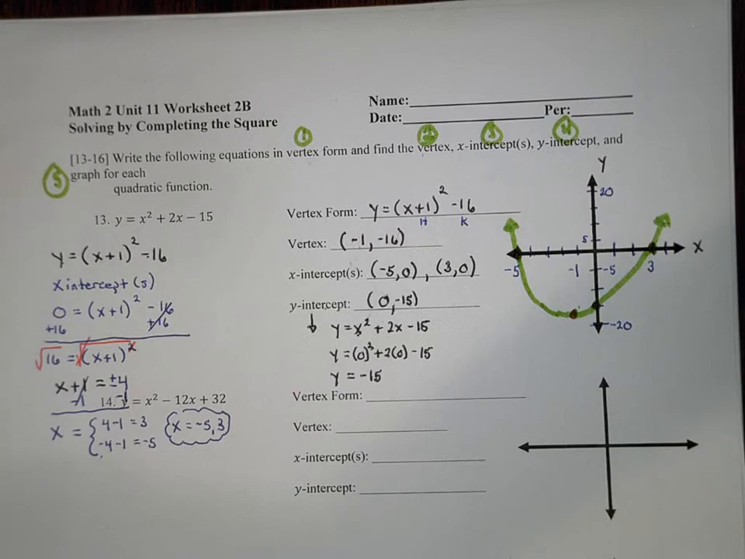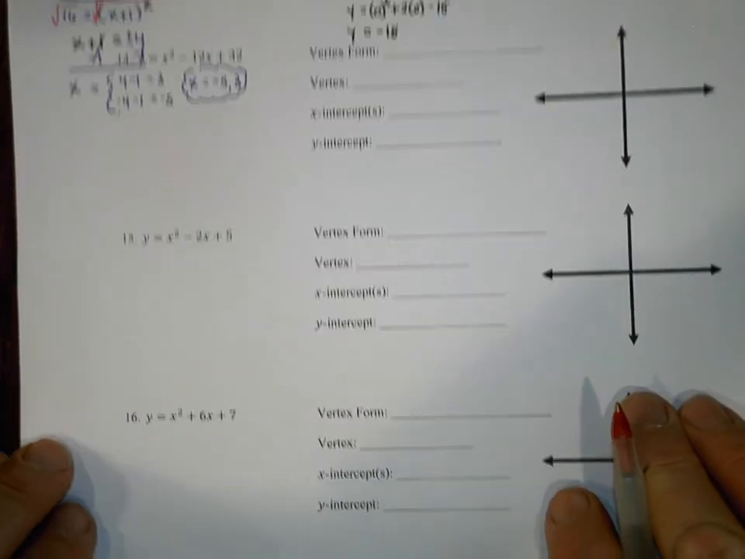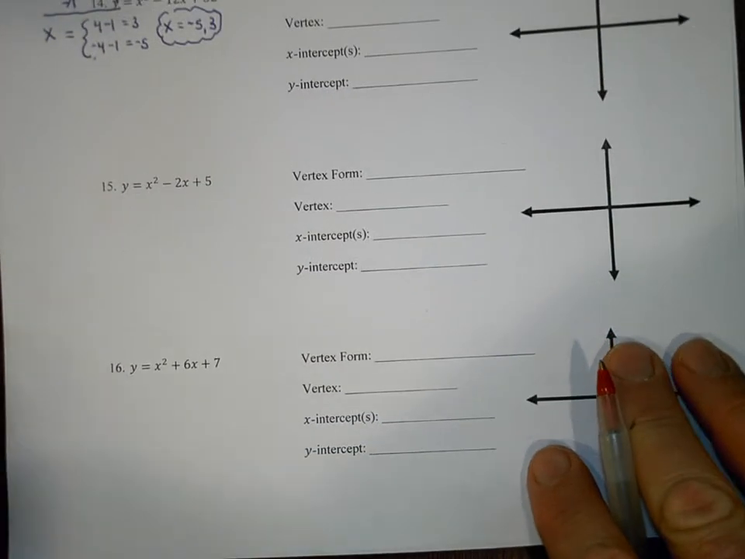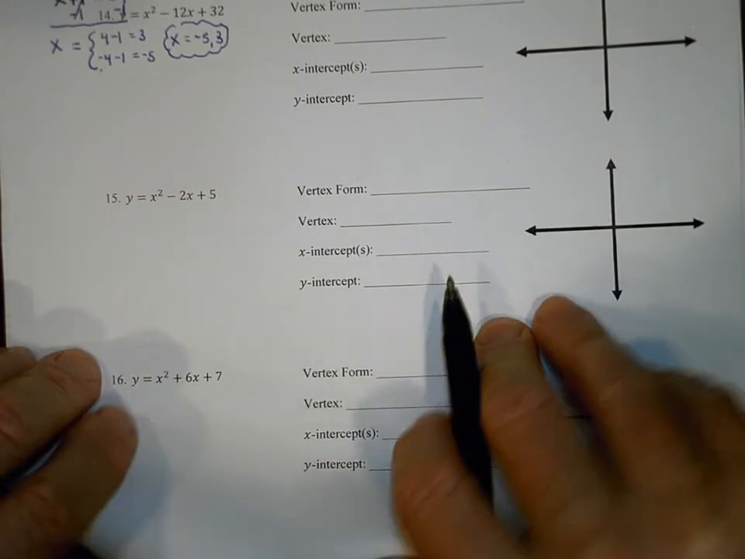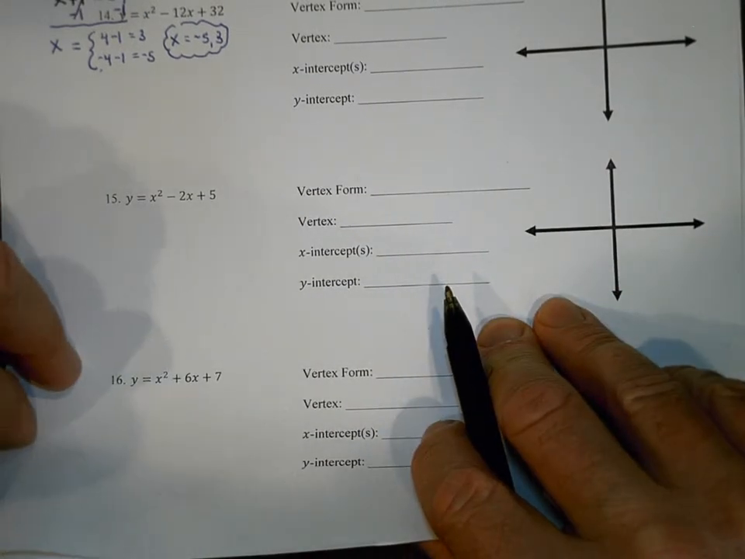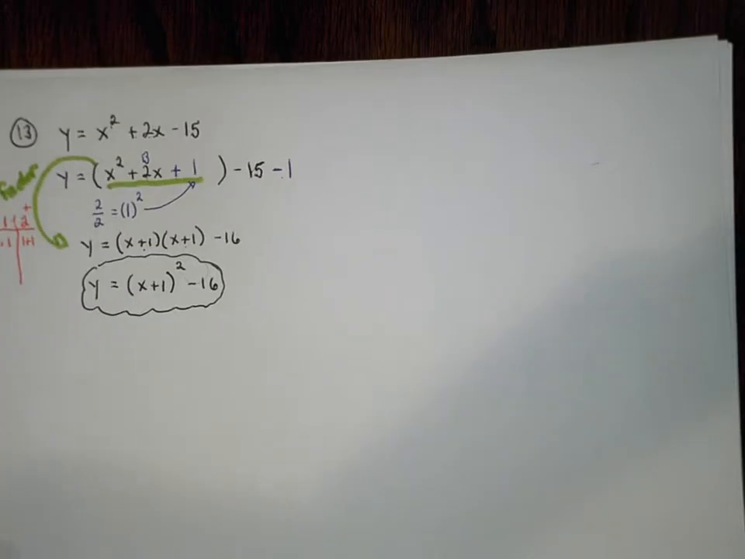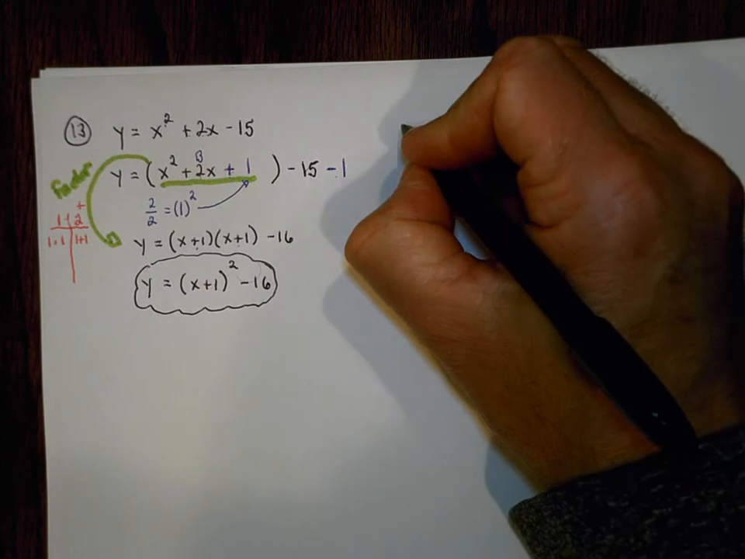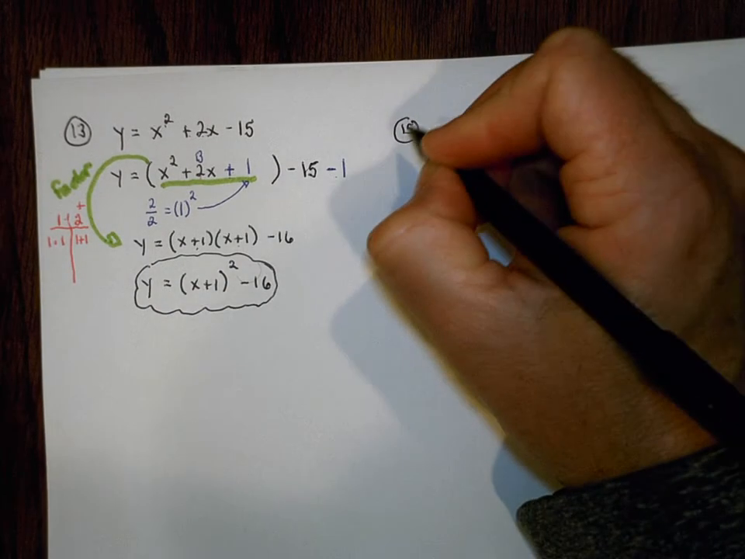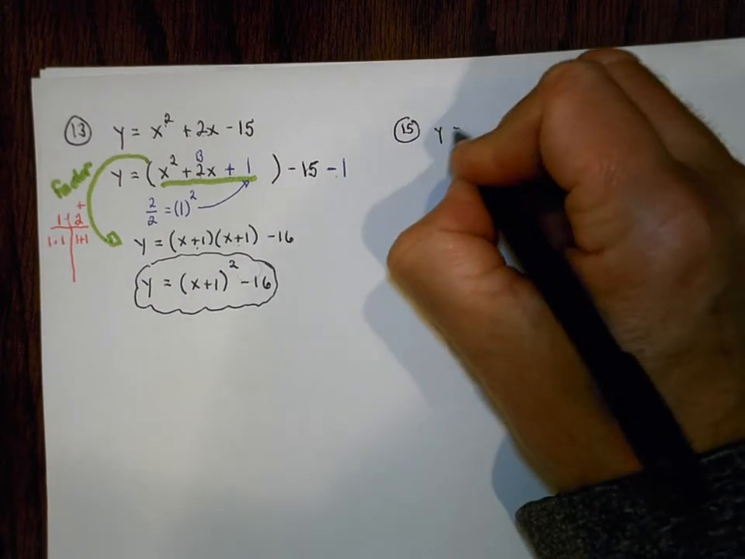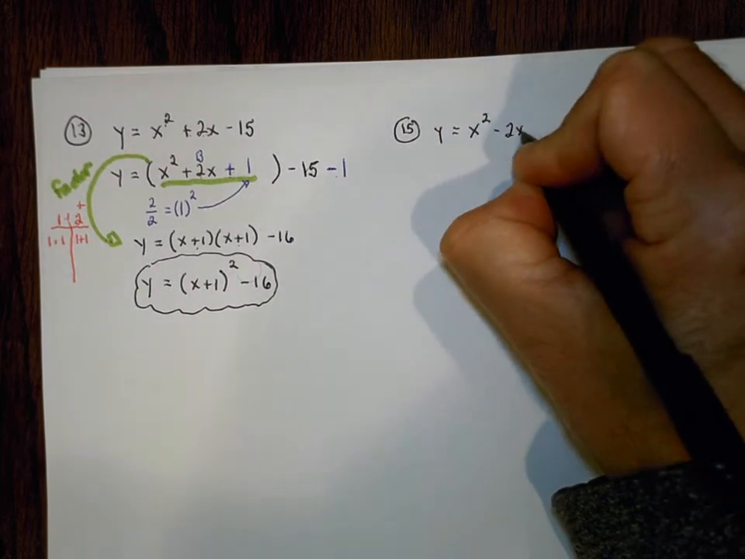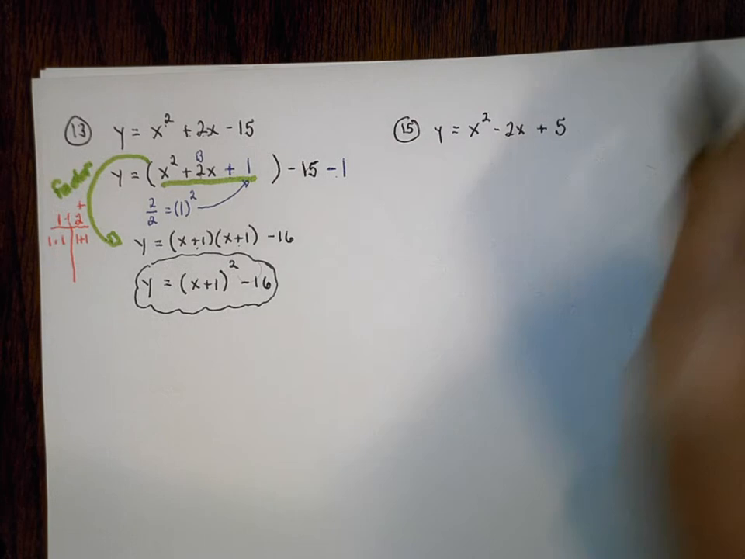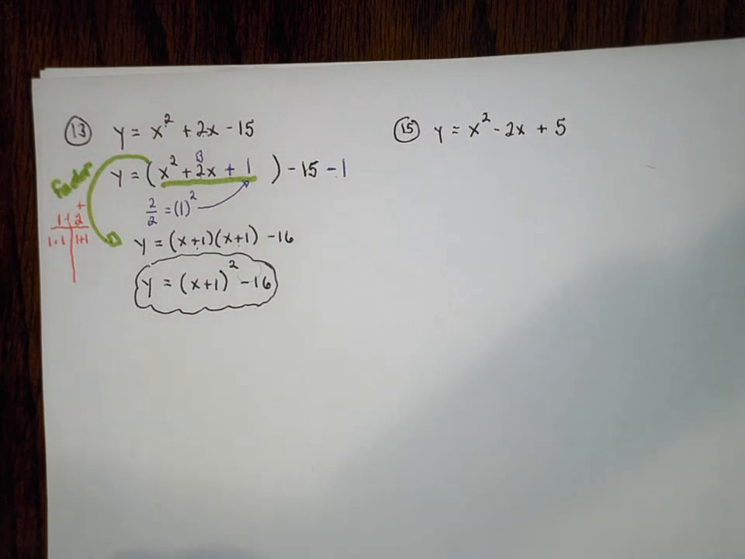Okay, number 15. Let's go ahead and now take a look at number 15. We're going to do the same idea for number 15 here. So y equals x squared minus 2x plus 15. So I'm going to switch over to my other paper so that I have room to work this out, because the first part that I need to do is change this equation, y equals x to the second power minus 2x plus 5, which, if you recall, is in standard form. So I'm going to change this into vertex form.